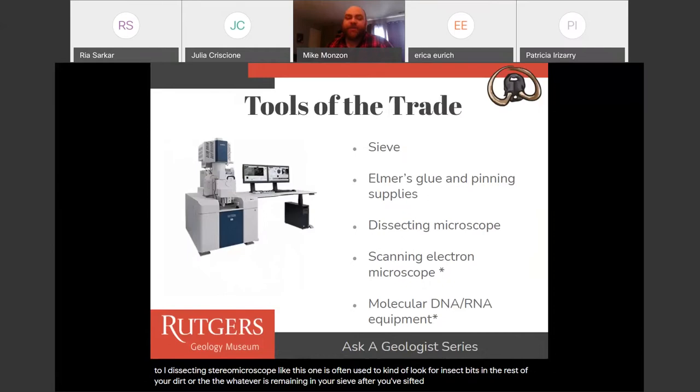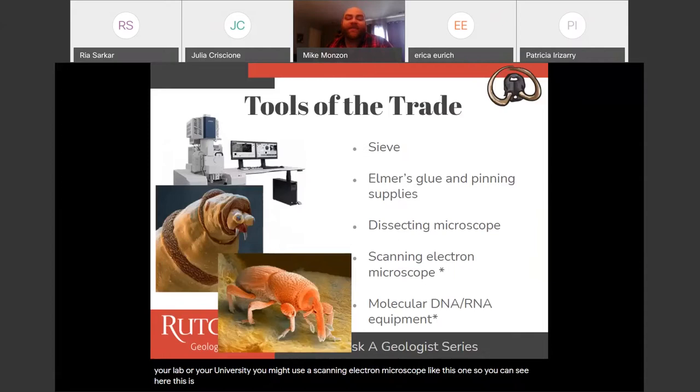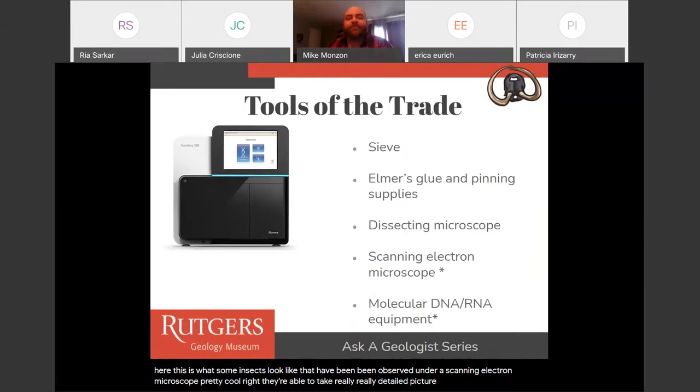If you have the equipment at your lab or your university, you might use a scanning electron microscope like this one. You can see here what some insects look like when observed under a scanning electron microscope. Pretty cool, right? They're able to take really, really detailed pictures.